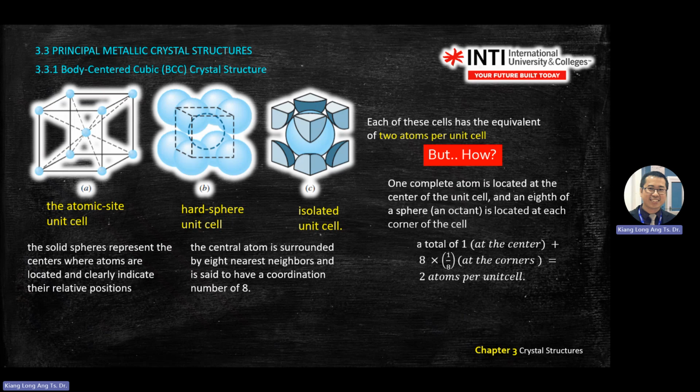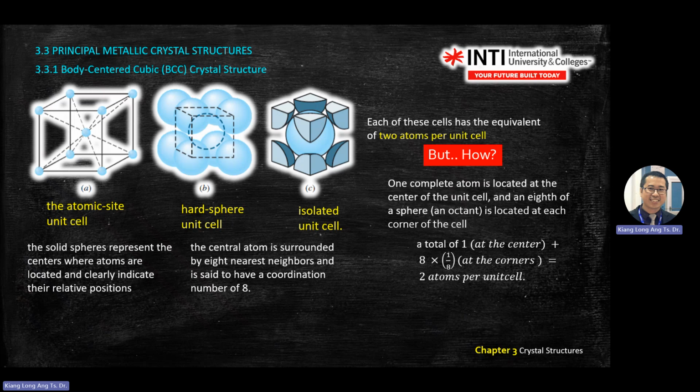The calculation will be like this. You need to show the calculation. Just now the exercise is brain imagination, but in the exam, you need to convert your imagination into mathematic form. So what you write, a total of atoms, each cell has an equivalent of how many atoms. You write a total of one in the center plus each corner is 1/8. You multiply by 8, you get 1, total is 2.